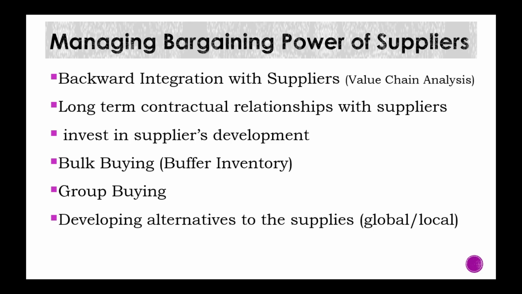Sometimes buying in bulk quantities creates a high value to the suppliers, and it also helps to maintain buffer inventories for the business organizations to manage emergencies. Companies can also go for group buying along with other companies, which will be bulk buying and benefits both suppliers as well as the buying companies. Companies can also look for alternatives to the supplies from the local or global market, so that dependency on the suppliers can be lowered, and thus it will help organizations to lower the bargaining power of suppliers.